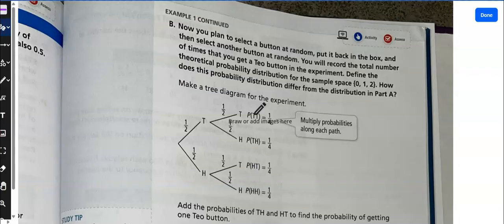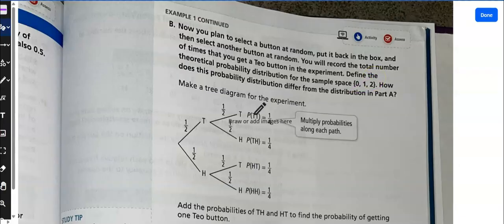Now you plan to select a button at random, but then put it back in the box, and then select another one at random. So you're not looking at them, you're just reaching in, stirring them around, and picking one out. You will record the total number of times that you get a Teo button in the experiment. Define the theoretical probability distribution for the sample space. And then they say 0, 1, and 2.